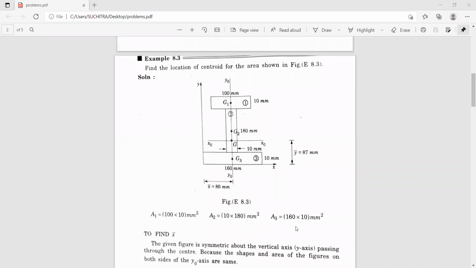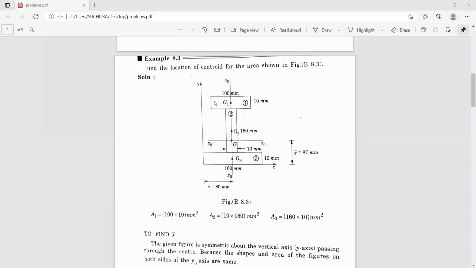So it works out to be 1600 millimeters square. Now, if you find difficulty in selecting whether the given figure is symmetrical about the x-axis or y-axis, we shall calculate x1, x2, x3, and then find x bar, to see whether it matches with this one.